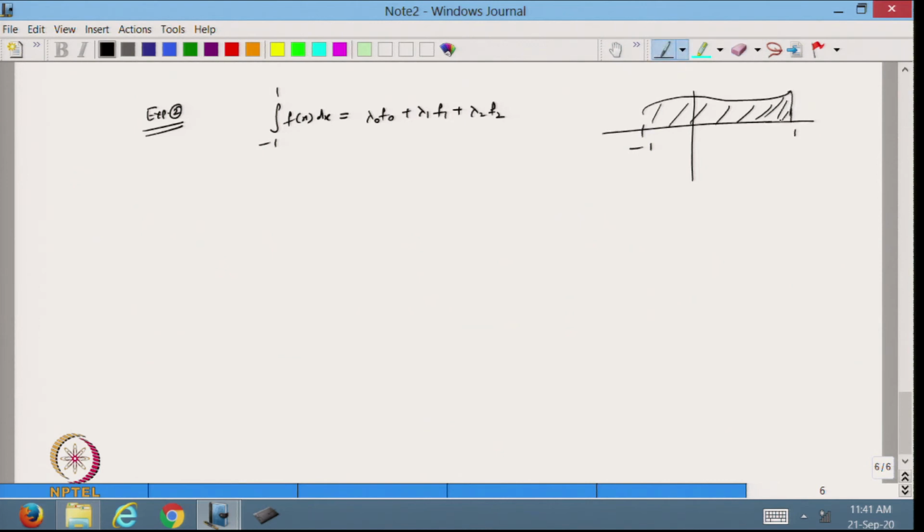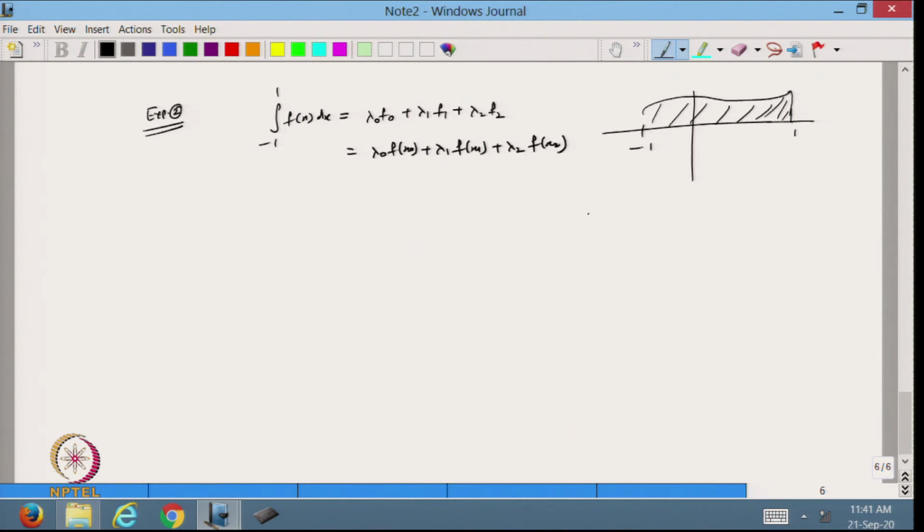So, this value I have. Now, in this case I do not know whether I should choose these nodal values somewhere or any other nodal value, because the nodal values are also not defined. So, in this case this is basically equal to lambda naught f at x naught plus lambda 1 f at x 1 plus lambda 2 f at x 2.